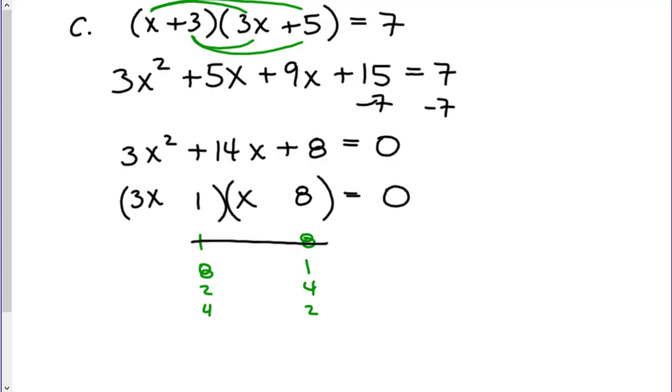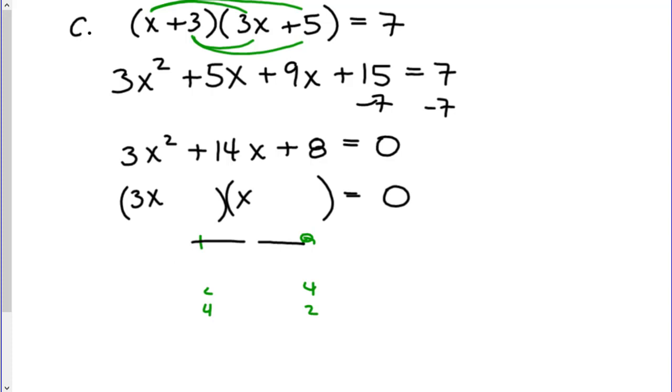Okay, so those are out as possibilities. All right, well, that's okay. I've got others. If I try 8 and 1, well, 3x times 1 is 3, 8 times x, so that would give me 3x and 8x, which would give me 11x, which is close, but doesn't work. So those are out.